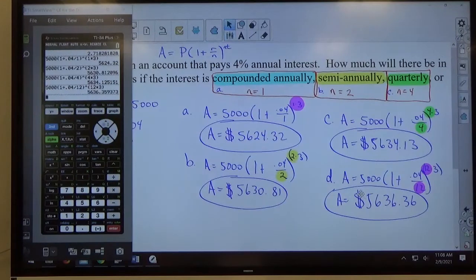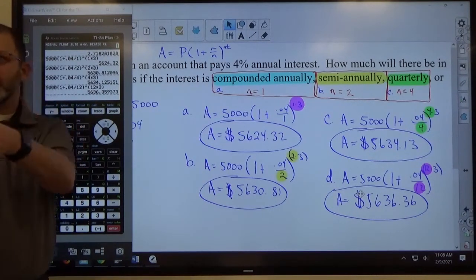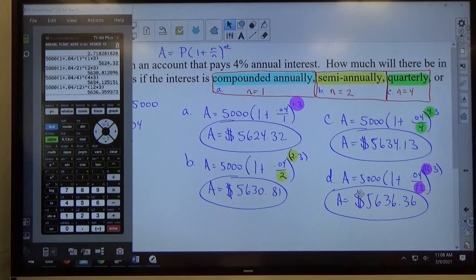Each time we compound more frequently, we get more money because, again, you're basing the interest on the previous amount. So you're bumping the previous amount up each time incrementally, so the amount you're increasing by is more. So that's how it works.